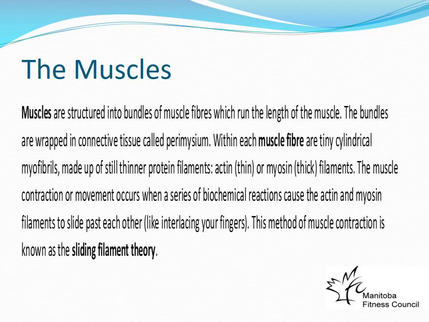So muscles. Muscles are actually bundles of muscle fibers which run the length of the muscles. These bundles are wrapped in a connective tissue called the perimysium. Within each muscle fiber are tiny cylindrical myofibrils and still thinner protein filaments, which are actin and myosin. Muscle contraction or shortening occurs when a series of biochemical reactions cause the actin and myosin filaments to slide past each other. This is like interlacing your fingers. This method of muscle contraction is known as the sliding filament theory.